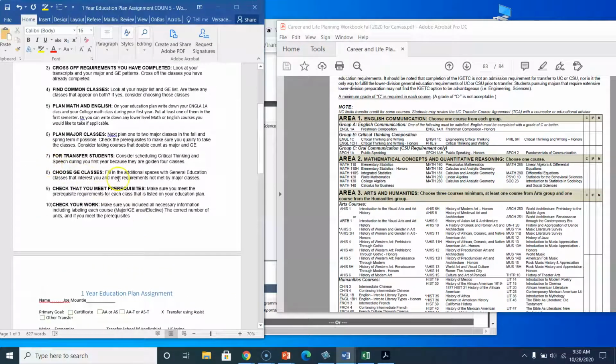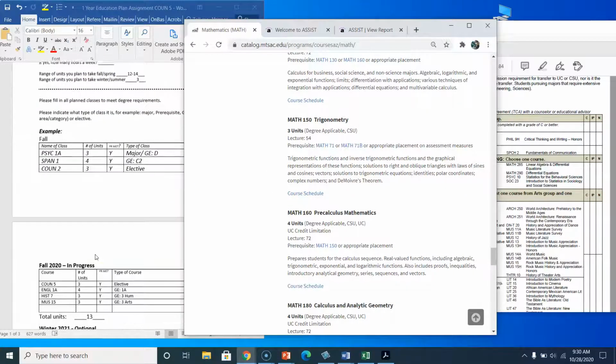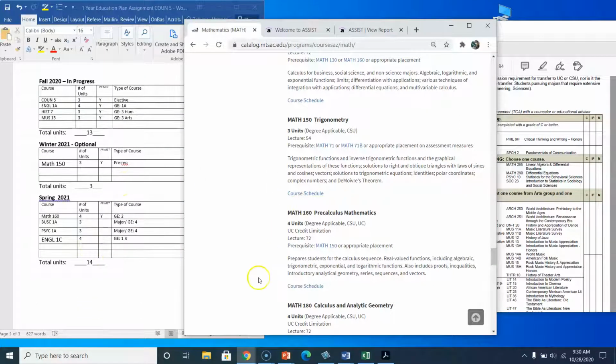All right, we chose GE. So GE classes, some of you might already have a lot of these classes that we talked about finished. So you could also fill in with GE classes that you need. All right, now check that I meet the prereqs. So I'm going to go back here to the catalog. And let's look at these classes.